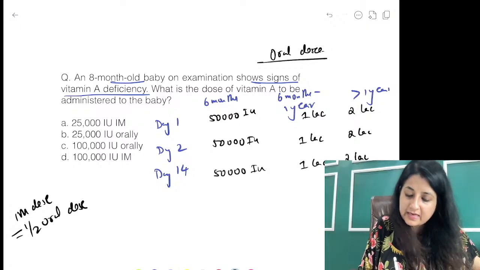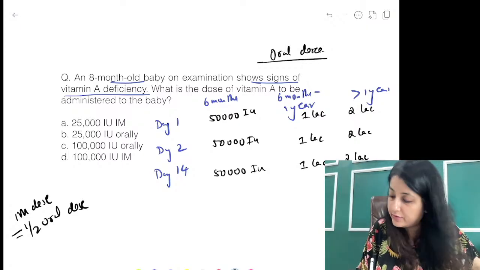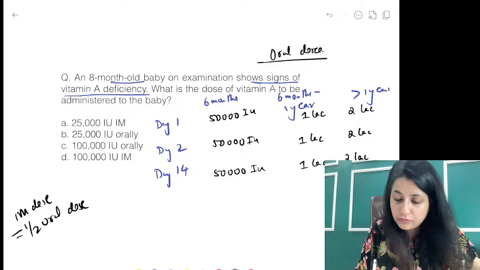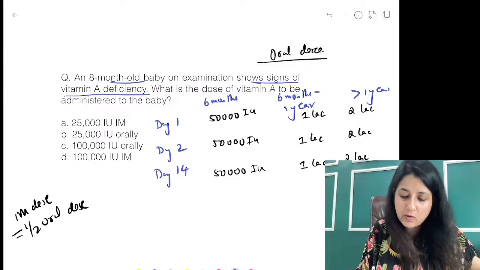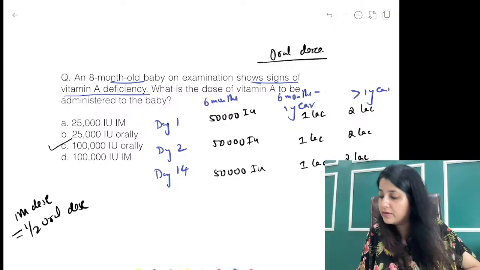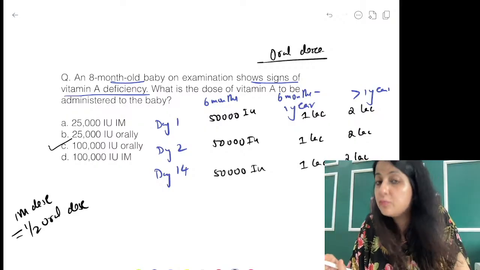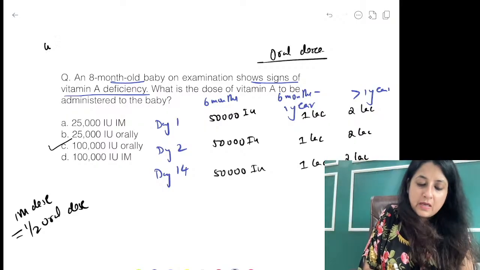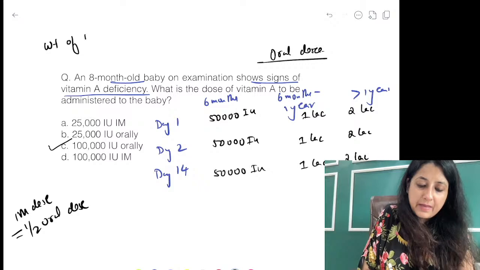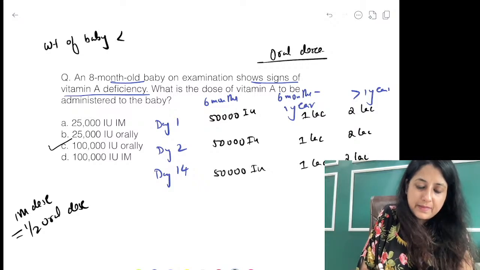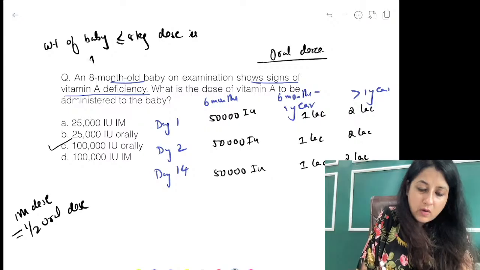So here it was an 8-month-old baby. So what am I going to do, guys? We are going to give the 8-month-old, meaning 1 lakh international unit, orally. But in case the weight of the baby is below 8 kg, the dose is 1 lakh international unit irrespective of age.